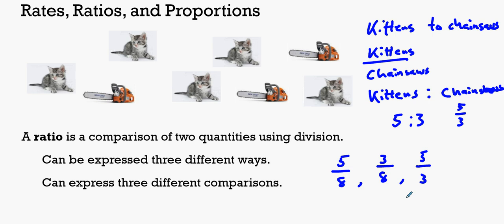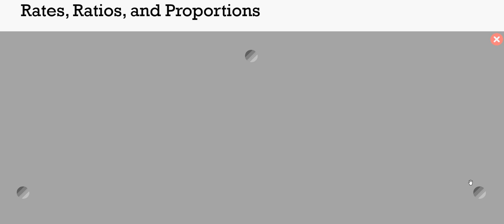And again, you flip the order, and if you said chainsaws to kittens, for this last one in particular, it would be 3 over 5 and not 5 over 3. So how you say it determines what goes first, either on the top or on the left, when you name these things. So that's what a ratio is.